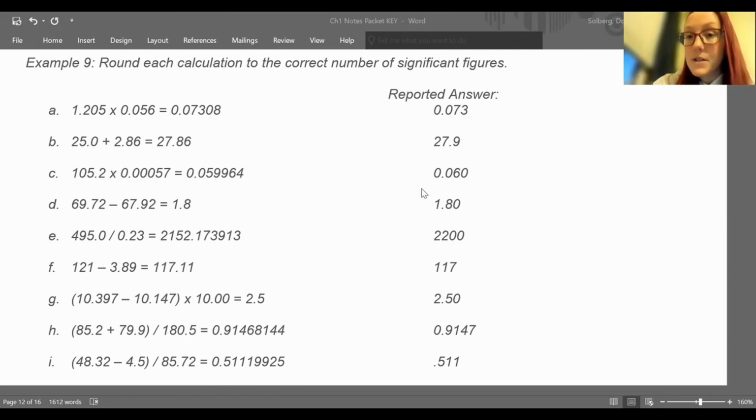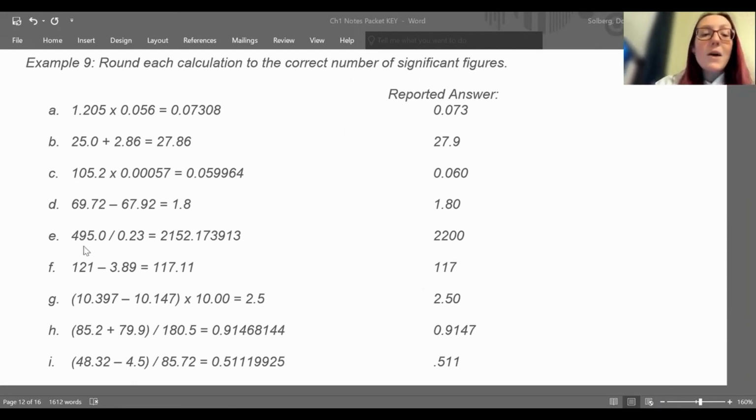Now this does have two significant figures in it, right? The 6 and the 0 both count. Okay. This one, 69.72 minus 67.92 gives me 1.8. That's what my calculator says. However, it's not the right number of significant digits. When I do subtraction, I need to round to the least number of decimal places. Well, both of these numbers have two decimal places. So my answer should have two decimal places. So you might have to add a 0.